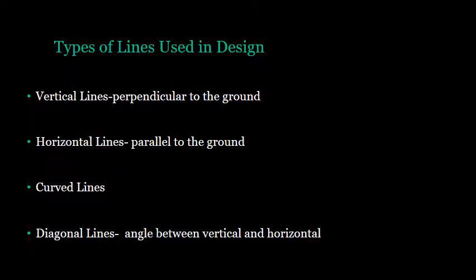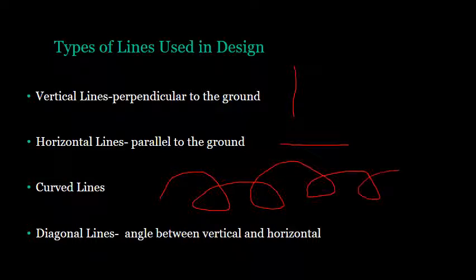In interior design, we use 4 different types of lines. So our first type of line that we use is a vertical line, which is a straight up and down line that is perpendicular to the ground. Our horizontal lines are the ones that are parallel to the ground, so they follow the horizon line. Then we can have our curved lines, and then a diagonal line, which are angles between the vertical and the horizontal. So each of these types of line causes a different effect or a different feeling when we use it in design. So we can choose what we want to represent, and we'll choose a line to match that.